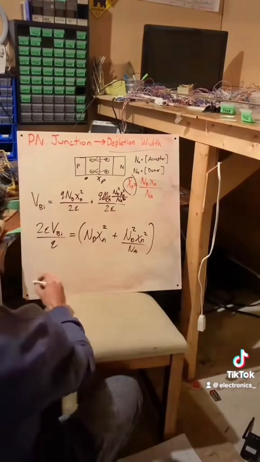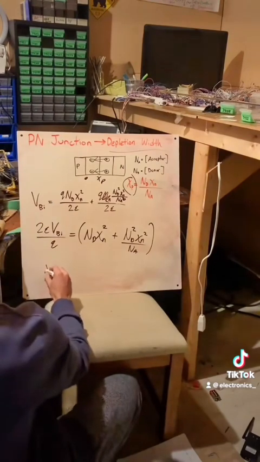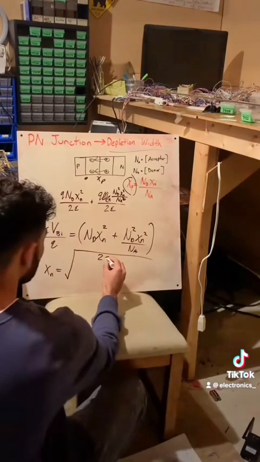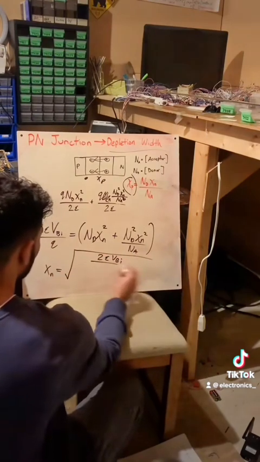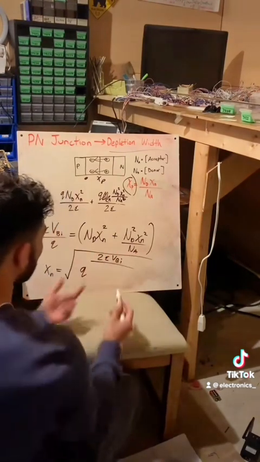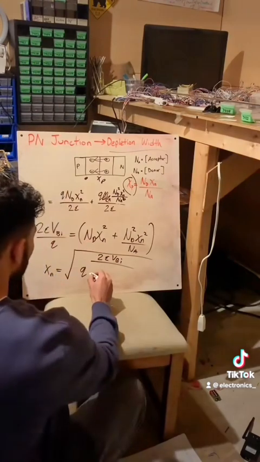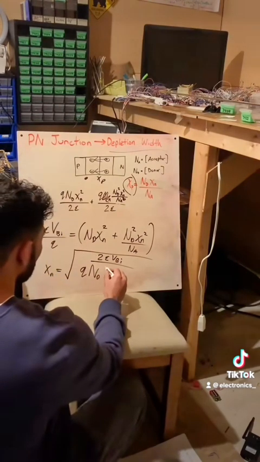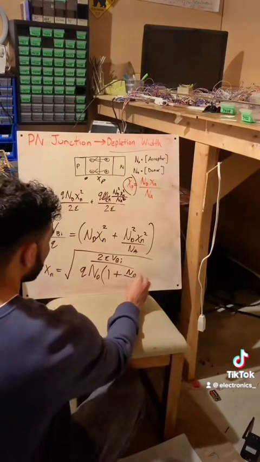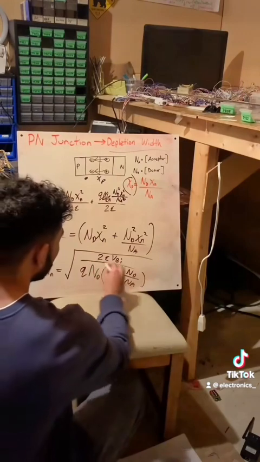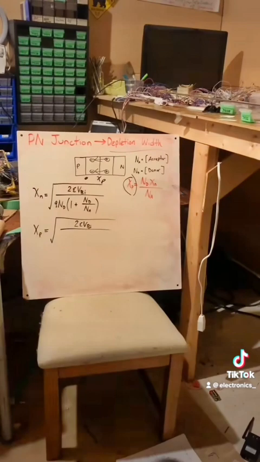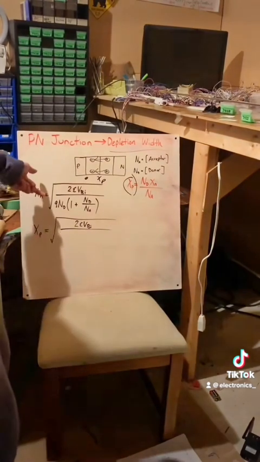So what's really going to happen is we're going to have xn equal to the square root of 2 epsilon VBI over q times Na Nd. We're going to factor out an Nd, and what we're going to be left with is 1 plus Nd over Na. Is that right? Probably. But yeah, we just got our xn depletion region. Okay, so we have our expression for our negative depletion region.